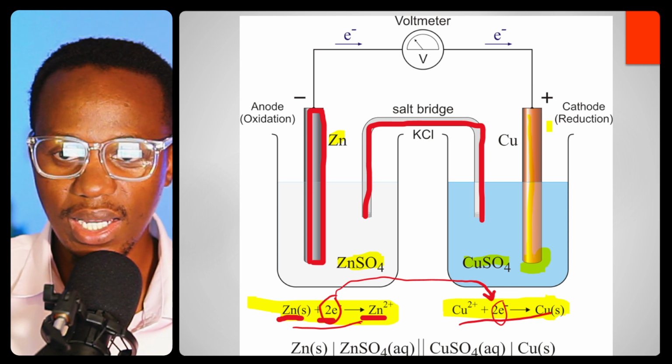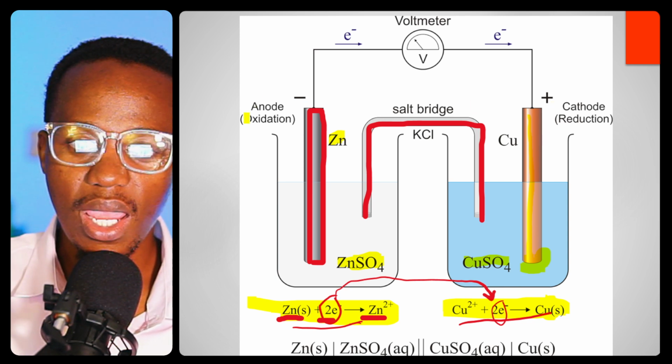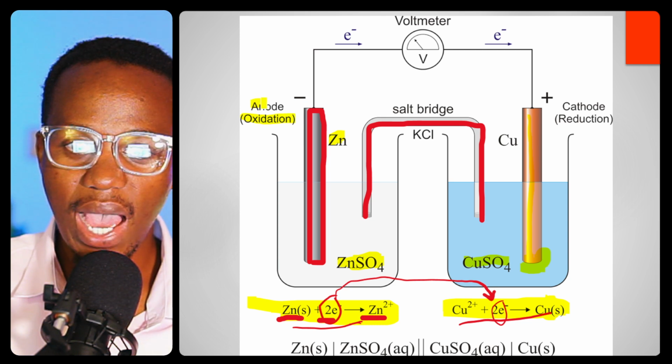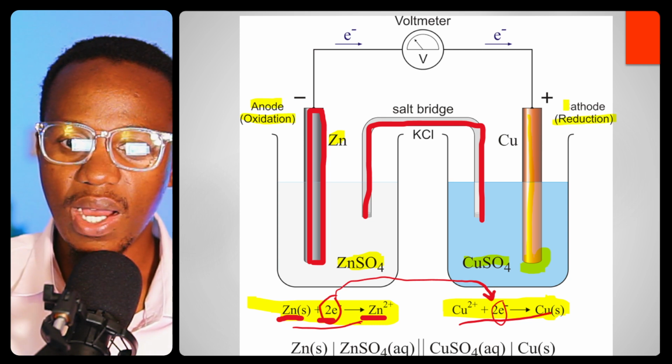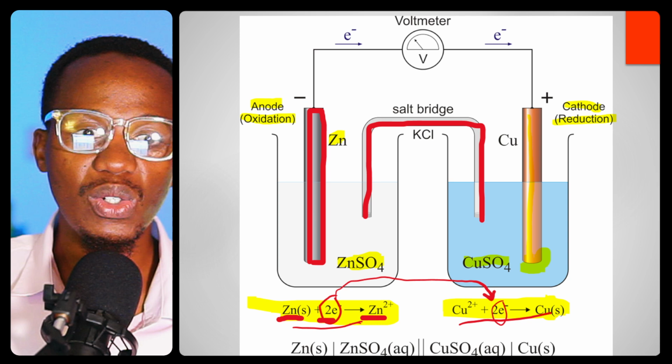These two things again are called electrodes. And where you have oxidation, you have anode. Where you have reduction, you have cathode, right? So make sure that you're tracking it.